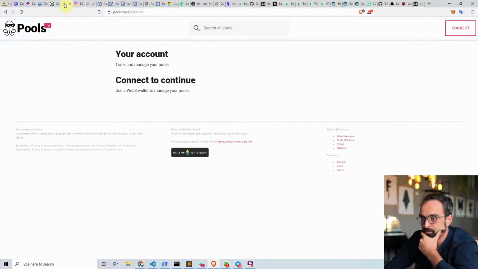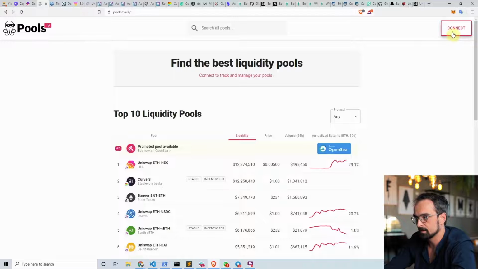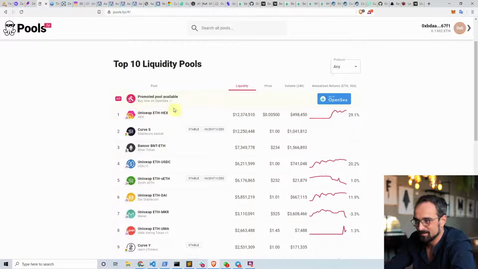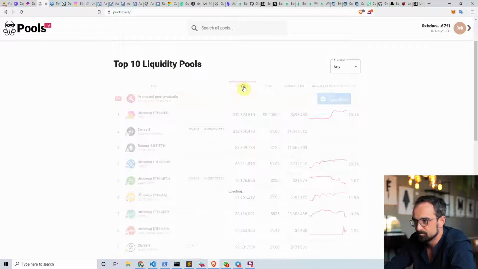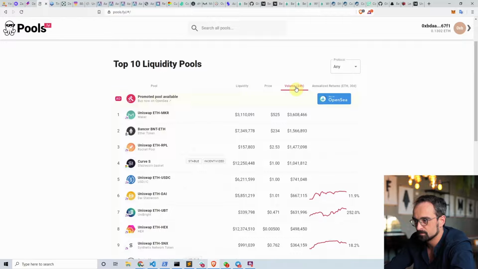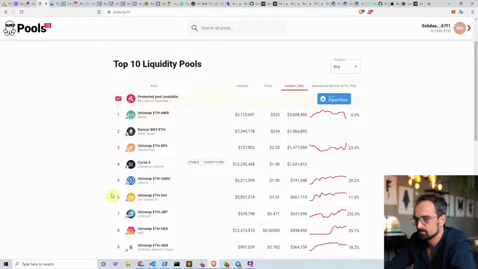If I want to see which pools are most interesting, I will connect my wallet here. Yeah, there we go. Okay, and then I can actually see which pools have the most volume, for example. So which pools have the most volume at the moment? Now we can see that at this moment, Rocket Pool has a lot of volume, Bancor, MakerDAO has a lot of volume.